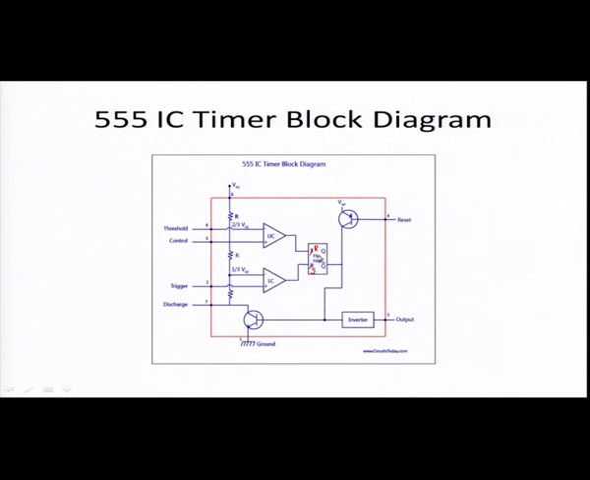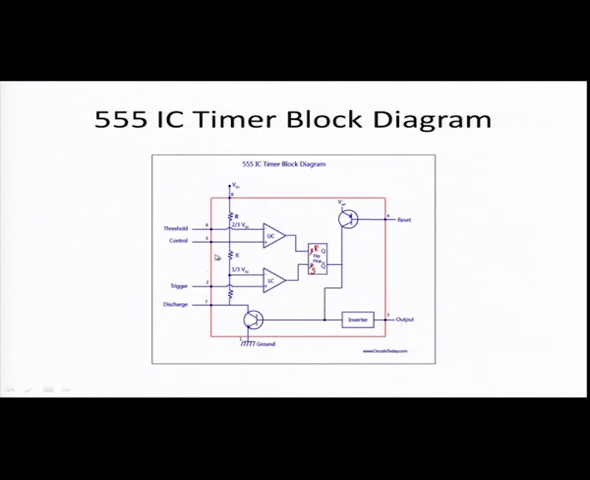So if S is 1, Q will set and Q bar will be 0, and this 0 is inverted at the output. And once the signal present at the positive terminal of the upper comparator is higher than 2/3 VCC, then the reset pin will have a high logic, and Q bar will be equal to 1, because Q will be 0. The complement of Q is Q bar, which is 1, and which is inverted at the output of the timer.